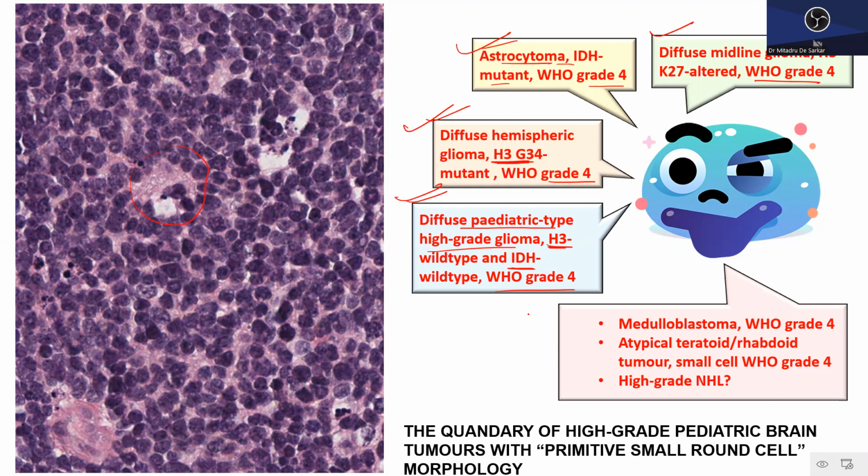Of course, along with those various astrocytic gliomas, you will have your other differentials like medulloblastoma, a small cell variant of an atypical teratoid rhabdoid tumor, or even maybe a high-grade non-Hodgkin lymphoma, like a lymphoblastic lymphoma or something. So you have multiple types of tumors which can present with the same kind of morphology. And this is where the role of IHC and genetic sequencing is really important, because it helps you to segregate between these different tumor categories.